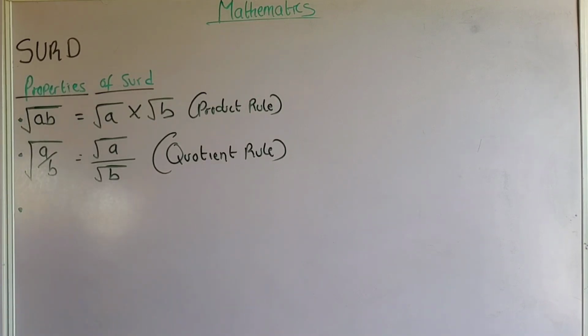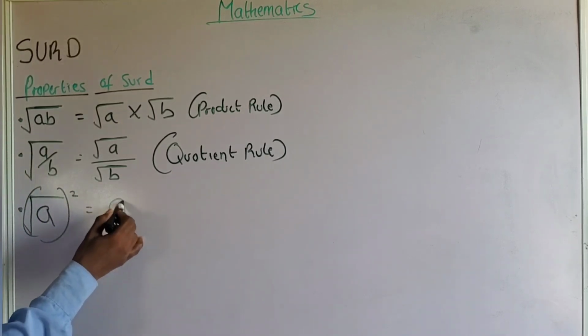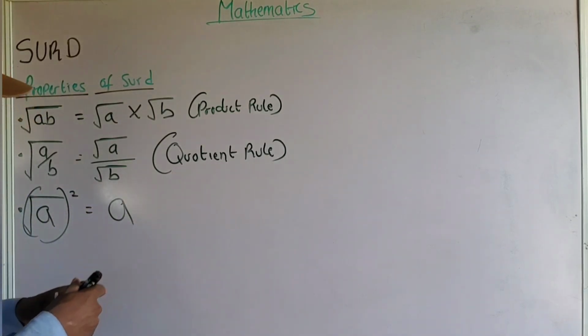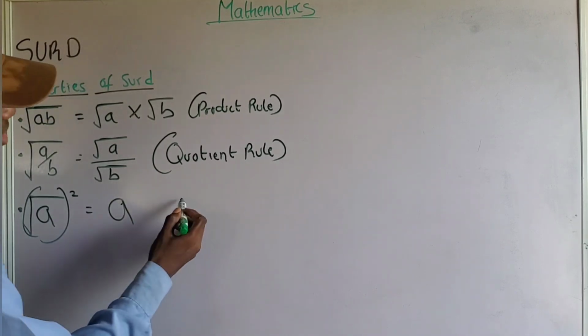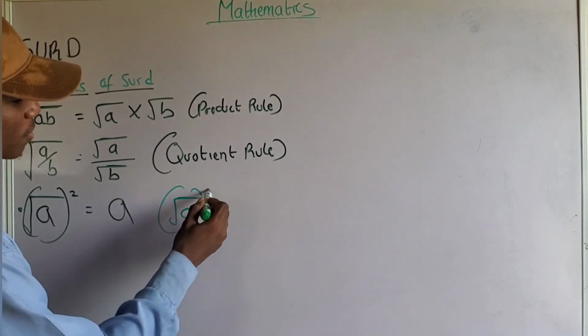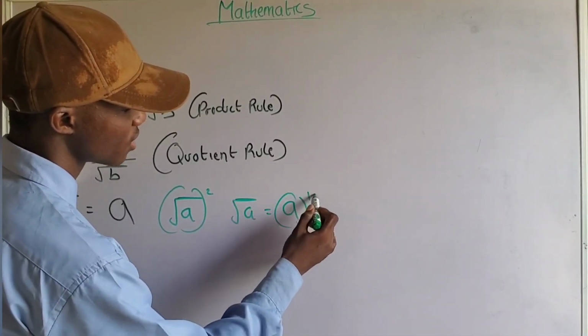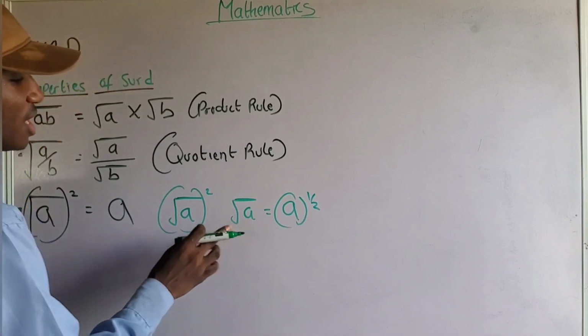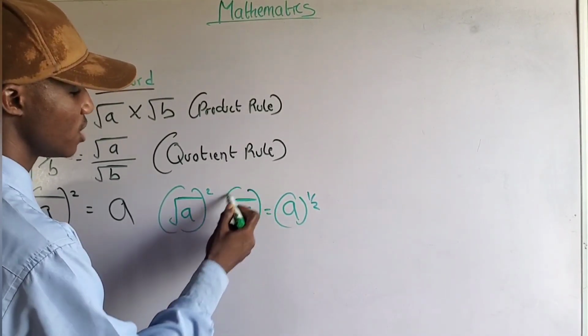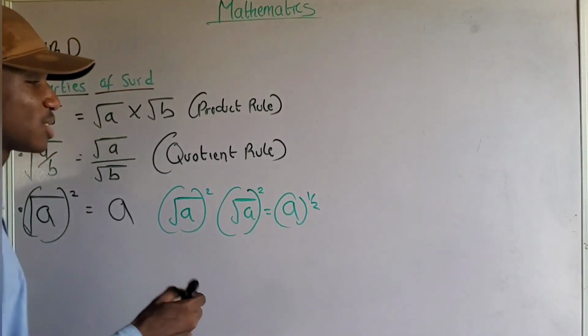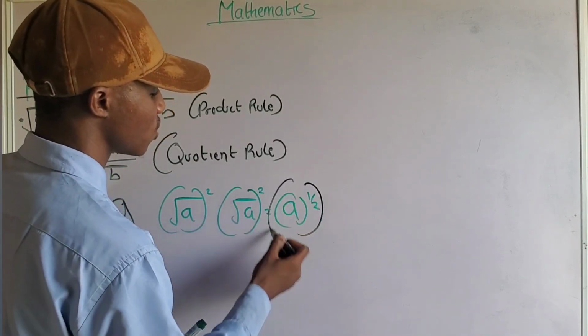Another important rule that we're going to talk about is the power rule. That is, when we have a surd that is raised to a power, let's say we have the square root of A raised to the power of 2. This is the same thing as A. Let me prove it for you. Don't forget that the square root of A can be written as A raised to the power of 1 over 2. So the square root of A squared can be written as A raised to the power of 1 over 2, raised to the power of 2.